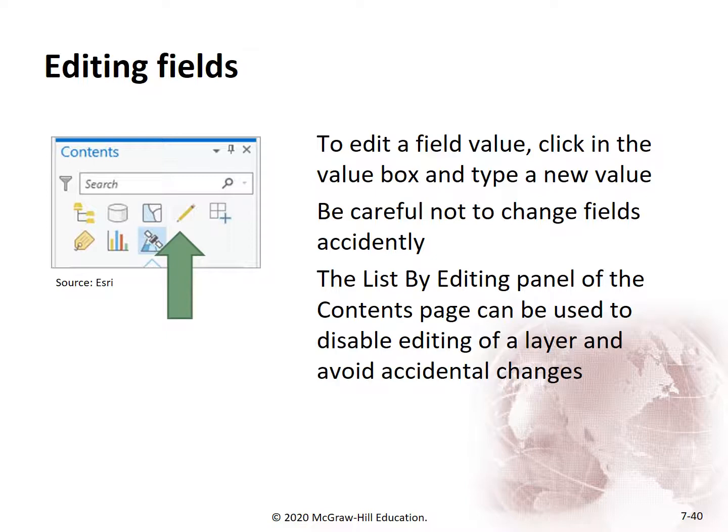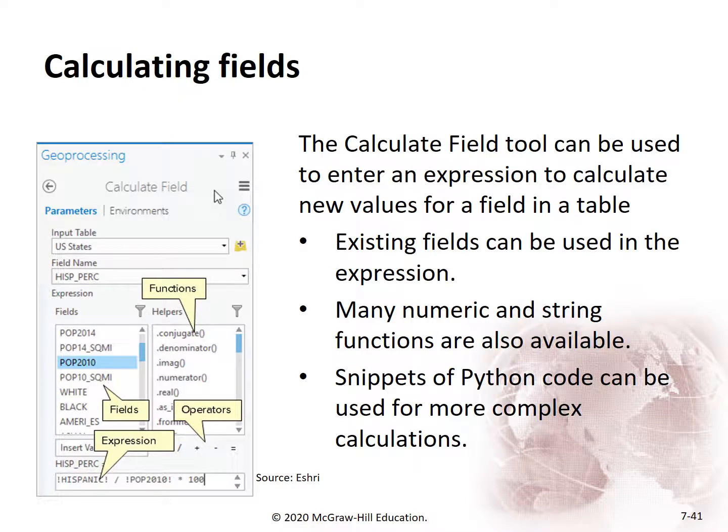How do you edit them? You click the value box, type in the new values, and use the various tools there. Field calculating. It's a geoprocessing function. Can do an awful lot. So you can literally just look at the various helpers and mathematic functions and put in expressions and any number of things to calculate whatever it is that you want in the particular field that you're looking for. A lot of this runs off of code, and so you could, in theory, take in snippets of Python code and make a lot more complex calculations if you wanted to.